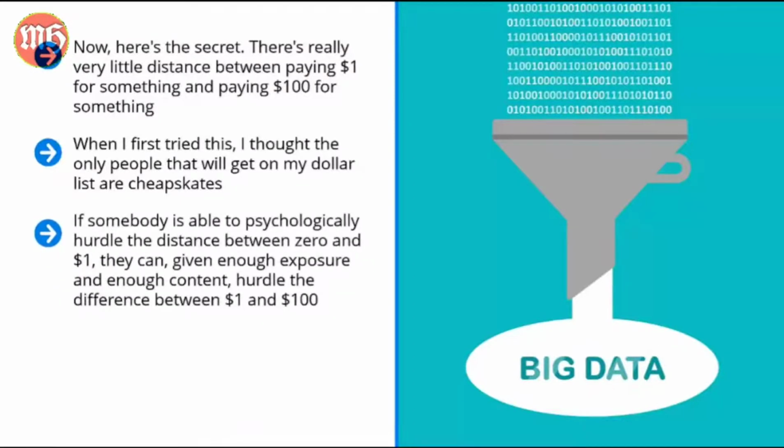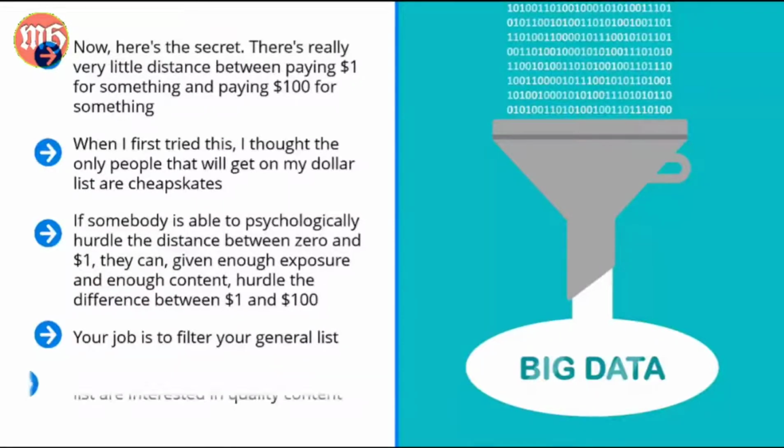If somebody is able to psychologically hurdle the distance between 0 and 1, they can, given enough exposure and enough content, hurdle the difference between $1 and $100. This is not theory, nor is it speculation. I see this all the time with my own two eyes. Your job is to filter your general list. You're basically telling people, when you run these $1 offers, to prove to you whether they are just interested or truly interested. This is a self-segregating mechanism.